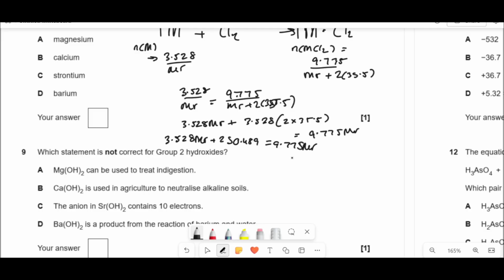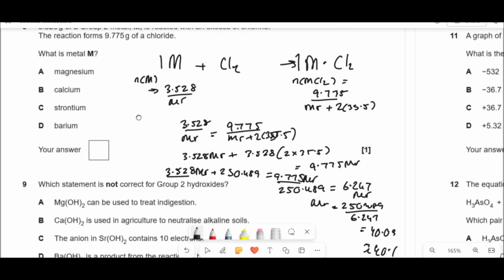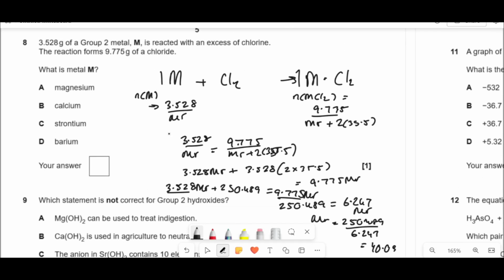So move all my MRs to one side. That means that 250.489 equals, collecting like terms, remember, 6.247 times this mysterious MR. So then this mysterious MR has got to be 250.489 divided by 6.247, which gives us 40.09, which is roughly 40.1. So that means whichever one of these is 40.1 on the periodic table is this mysterious metal. So that's got to be calcium.